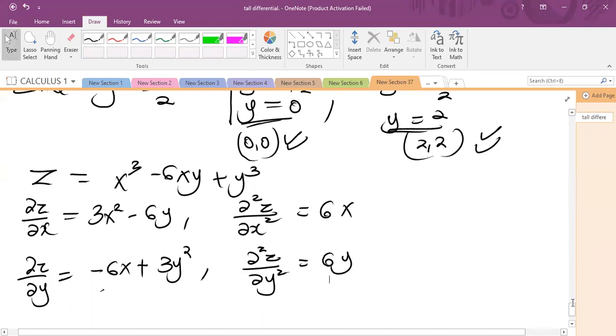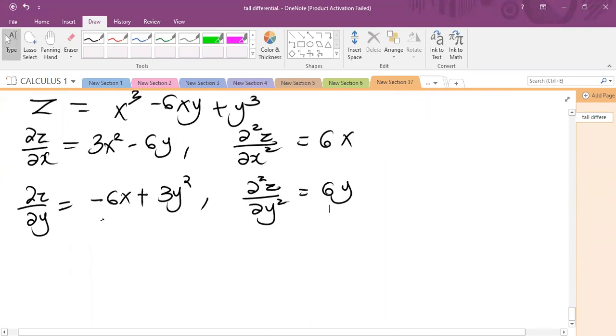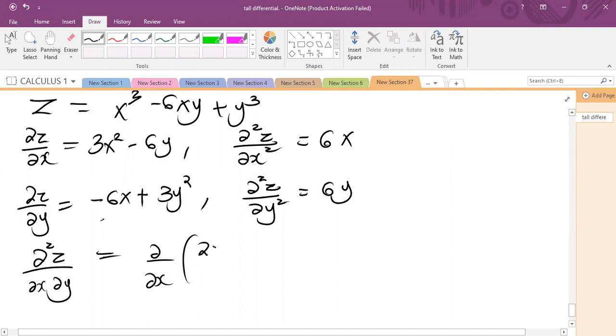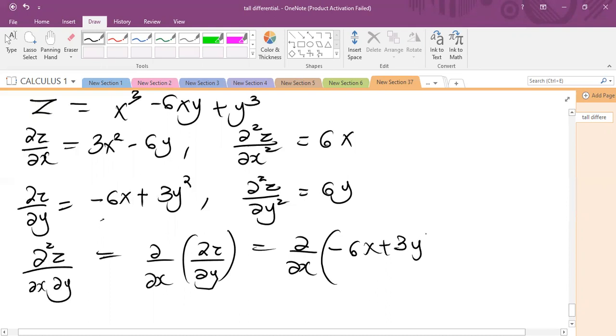Then finally, we evaluate ∂²z/∂x∂y. This is basically d/dx of ∂z/∂y. And what is our ∂z/∂y? It is minus 6x plus 3y squared. So differentiating it now with respect to x, we will have minus 6. With respect to x, the other term will give 0. So this is what we have.